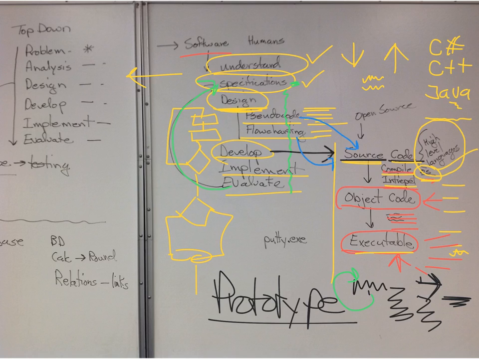Source code, what humans write, executable, what the computer functions or works with. So when we talk about open source, that's saying that the source code can be changed or adjusted by somebody. It's not proprietary. Talk a little more about that on Wednesday.